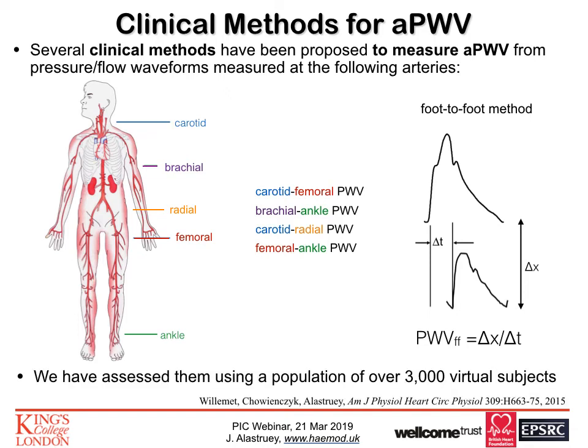We have assessed the accuracy of these 4 foot-to-foot methods using a database of over 3,000 virtual subjects. Using an in-silico dataset was useful since for every subject we have all these waveforms together with the theoretical values of aortic pulse wave velocity and aortic stiffness.